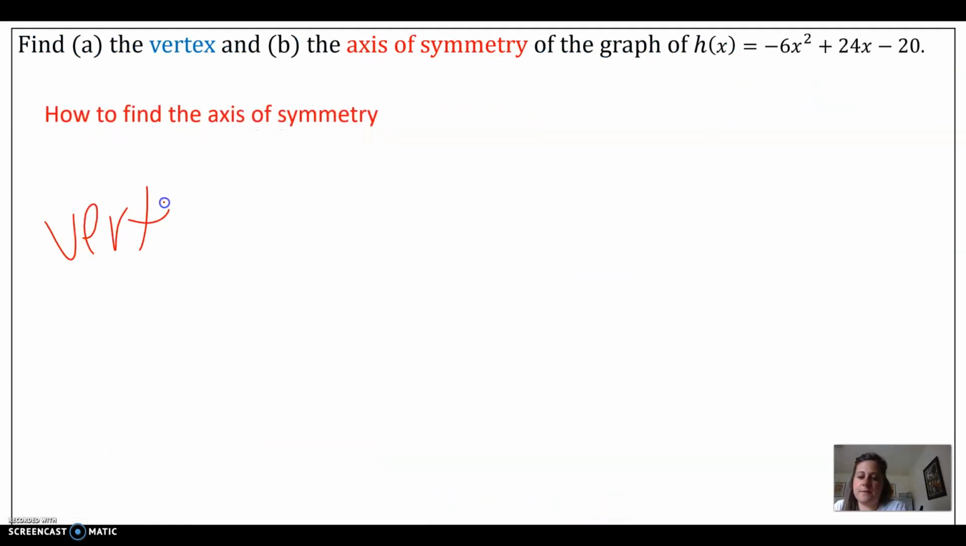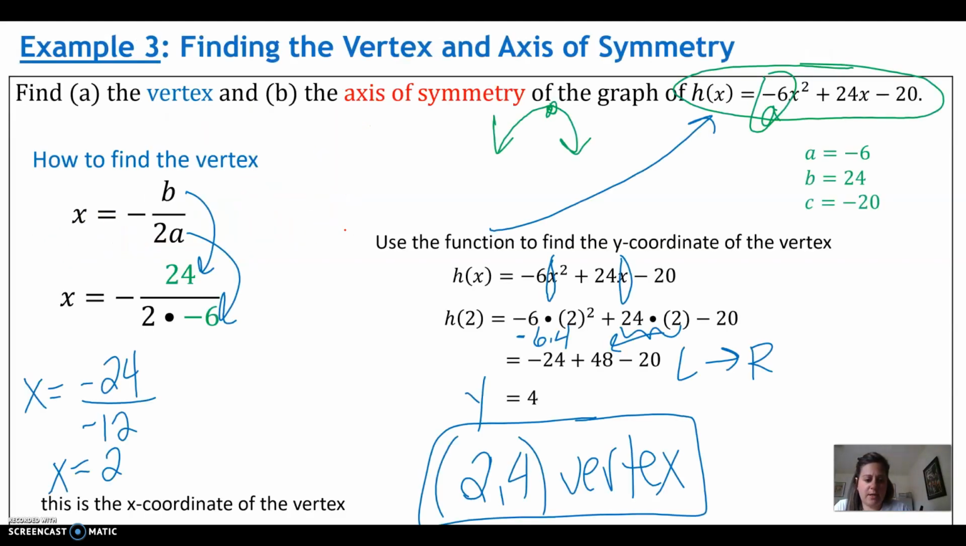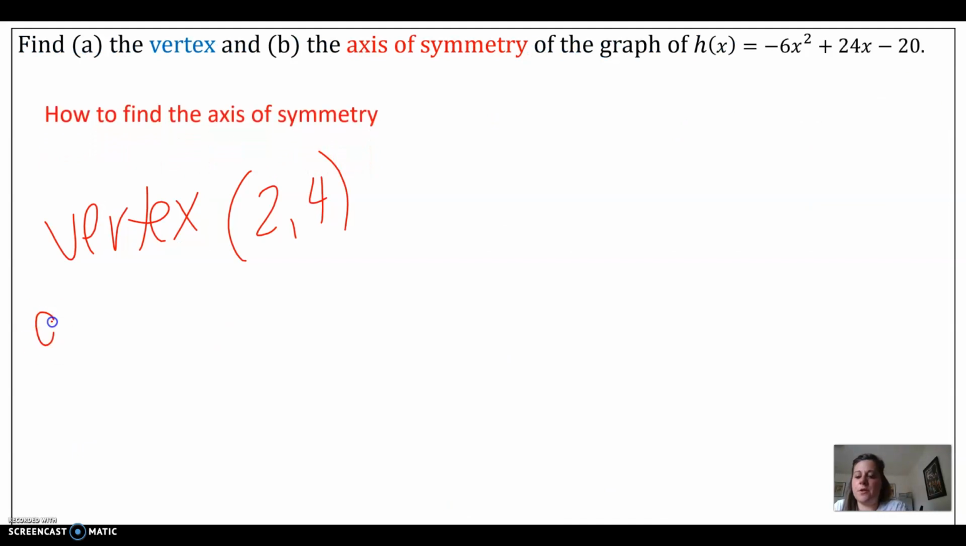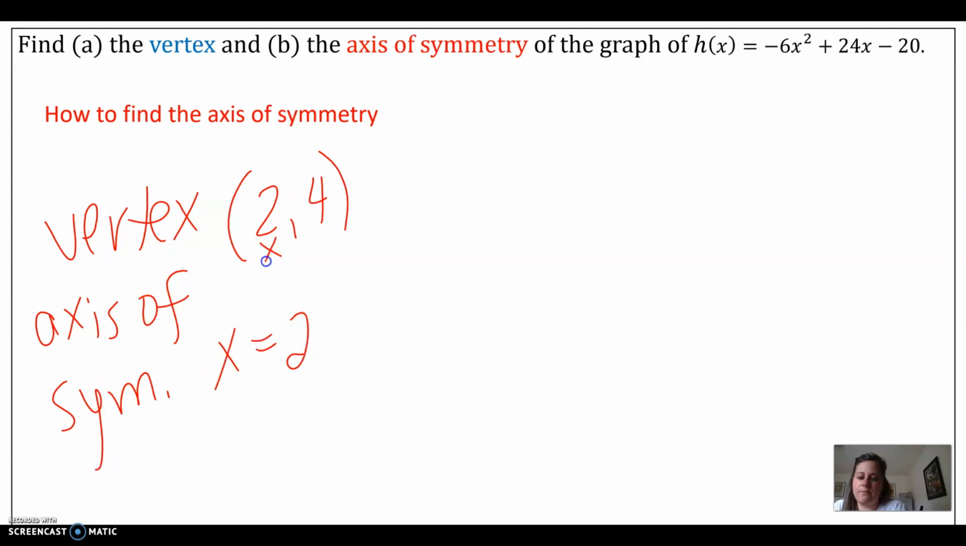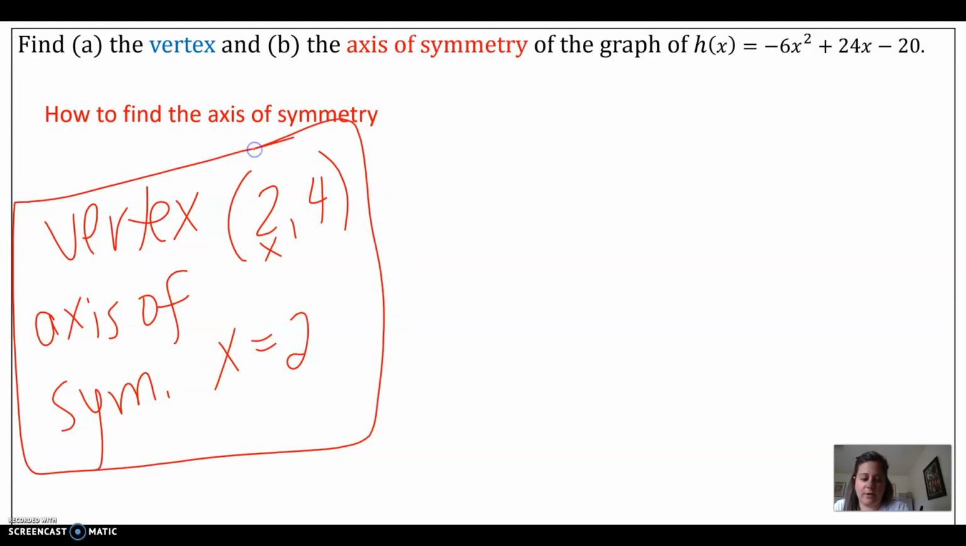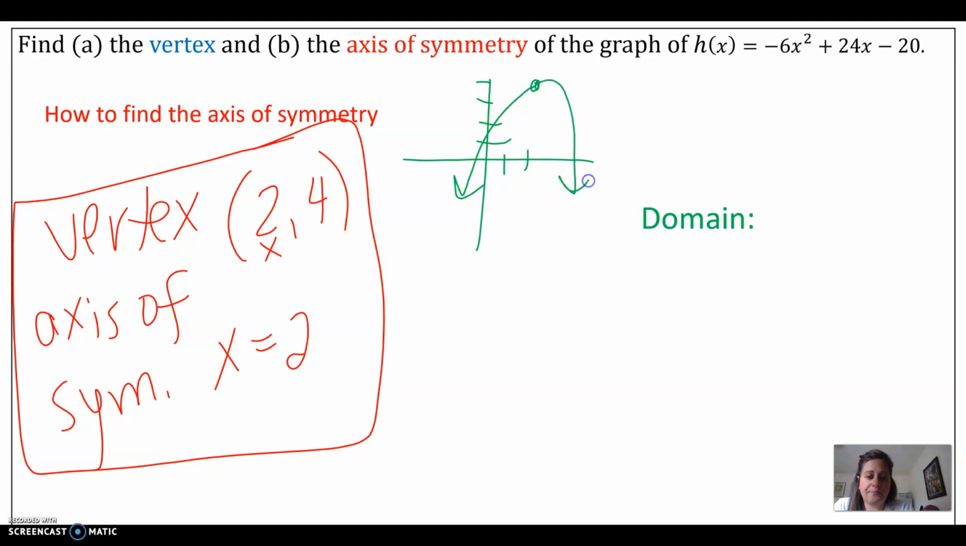So vertex was (2, 4). Let me just double check that. Yep, (2, 4). So axis of symmetry is x equals 2 because that was your x value. Domain, well, let's draw a little graph. So obviously 1, 2, 3, 4, so it's going to be right here. Because a was negative, it's going to be opening down. So we're trying to see about the range.